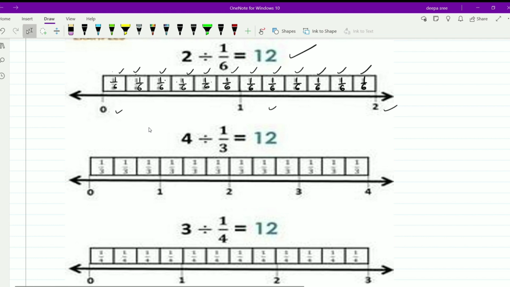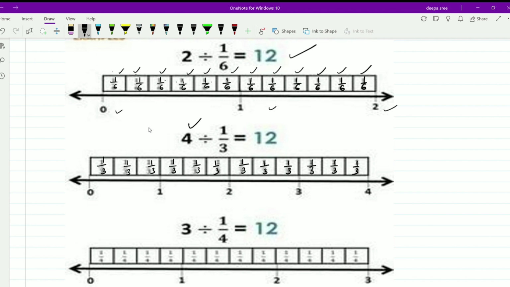Each one unit, if it is divided into 3 divisions, that is the first division 1 by 3, 1 by 3, 1 by 3, first division over. Again the second division we have to divide into 3 equal parts, 1 by 3, 1 by 3, 1 by 3. Same way you have to divide the next one division into 3 equal parts, 1 by 3. And the next one we have to, because 4 is the whole number given here, divide into 3 equal parts, so 1 by 3.